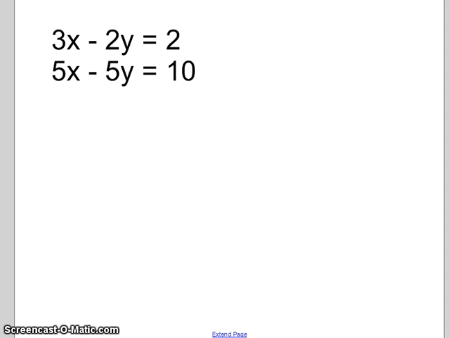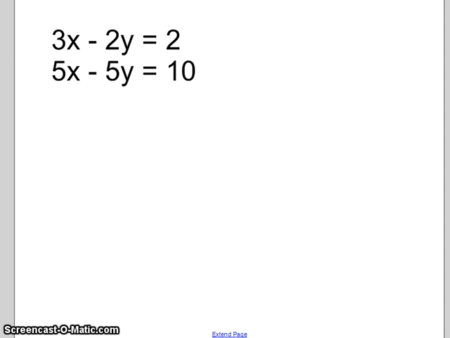Okay, so we have this example where 3x minus 2y equals 2 and 5x minus 5y equals 10. Now, if we look at 3x and 5x, they can't cancel each other out. There's no number that we can multiply 3 by to get 5x or negative 5x, except for a decimal. We don't want to mess around with decimals. Same thing here with negative 2y and negative 5y. There's nothing we can multiply negative 2 by to get negative 5 except decimals.